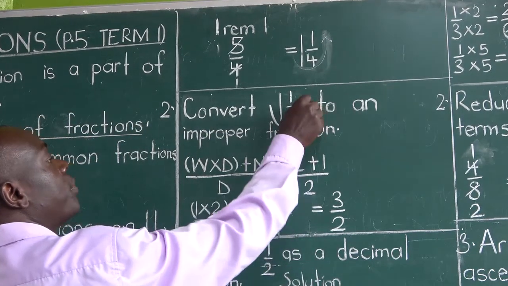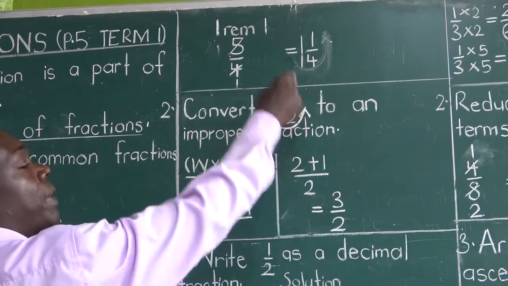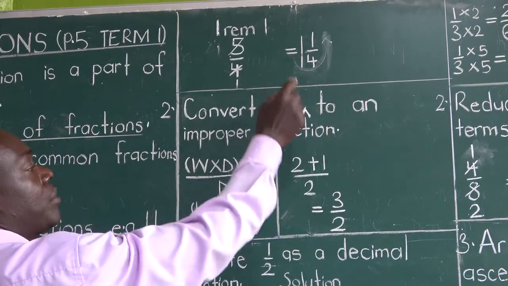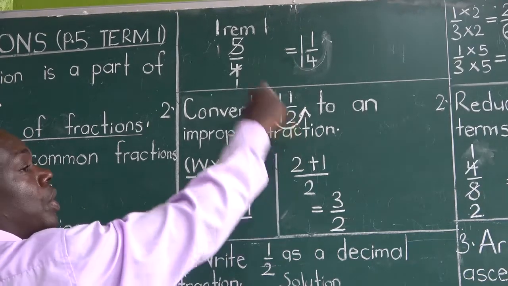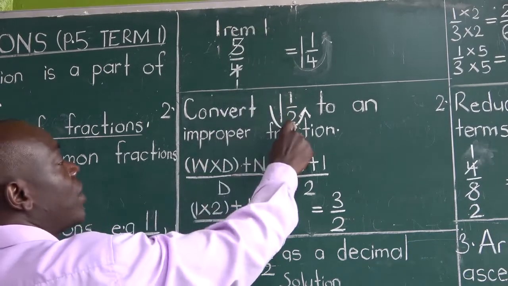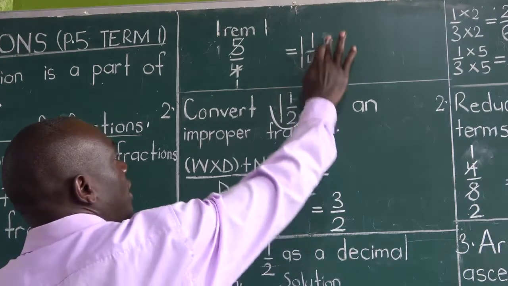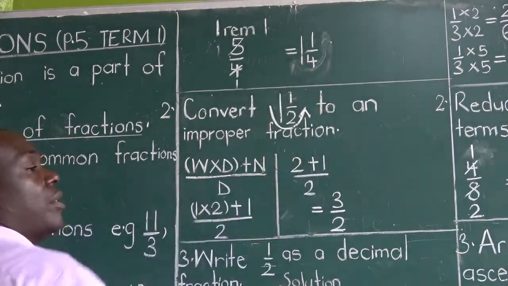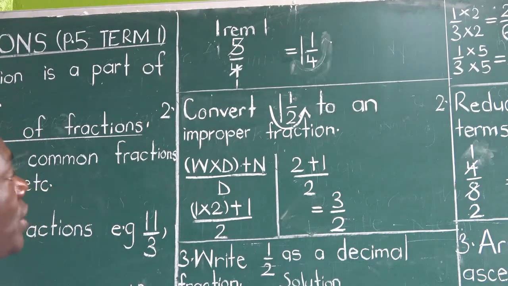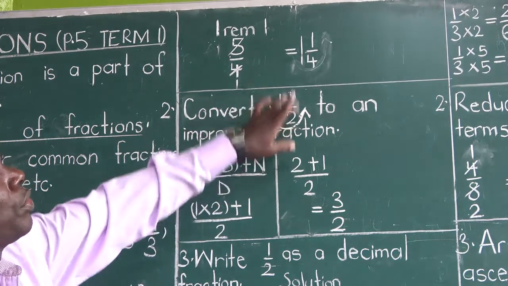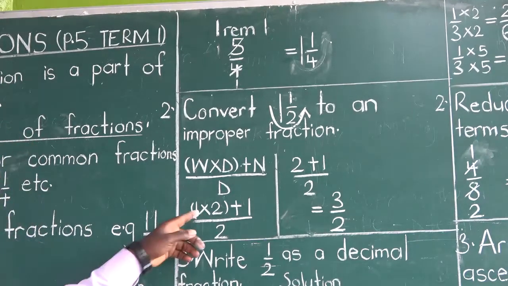We are then multiplying 1 times 2 plus 1 out of 2. So this one had been converted. Now we are taking back to another fraction: 1 times 2 plus 1 out of 2. So that's what is here.